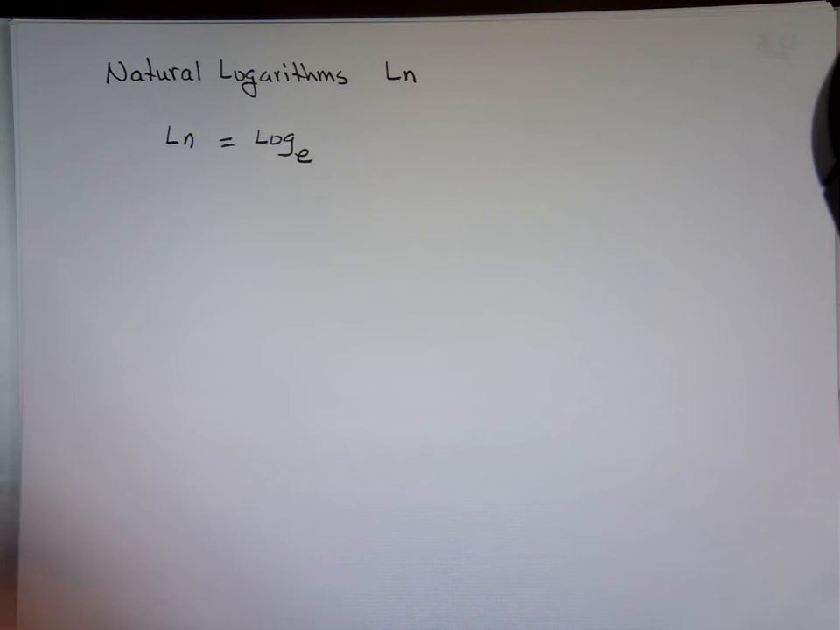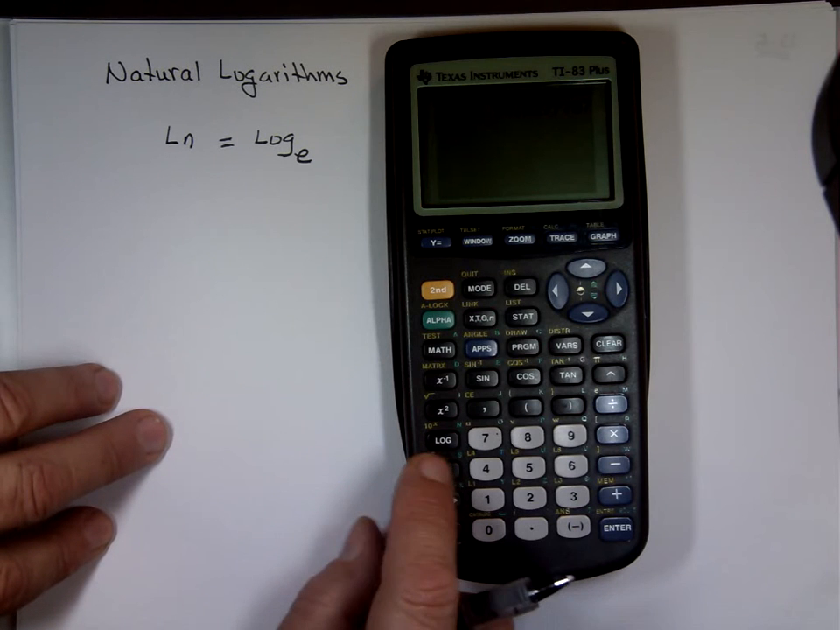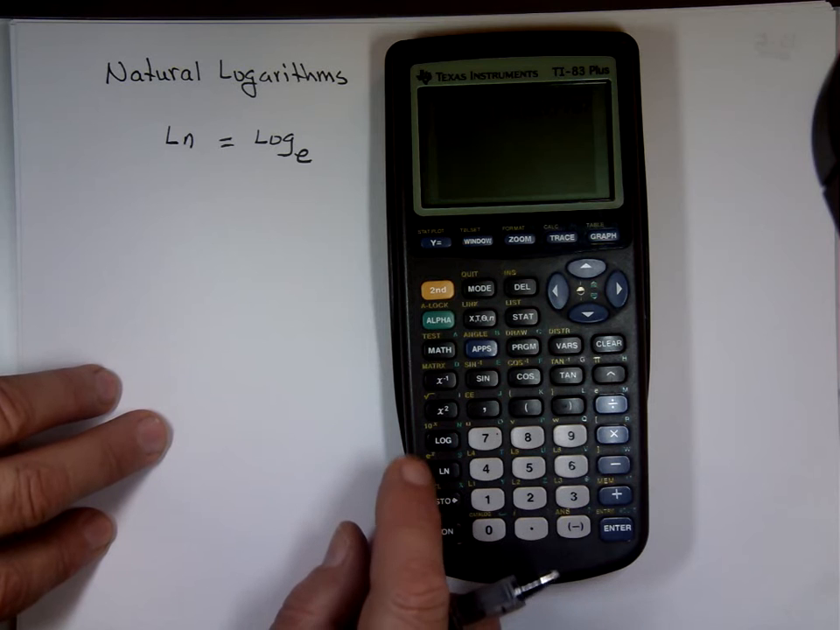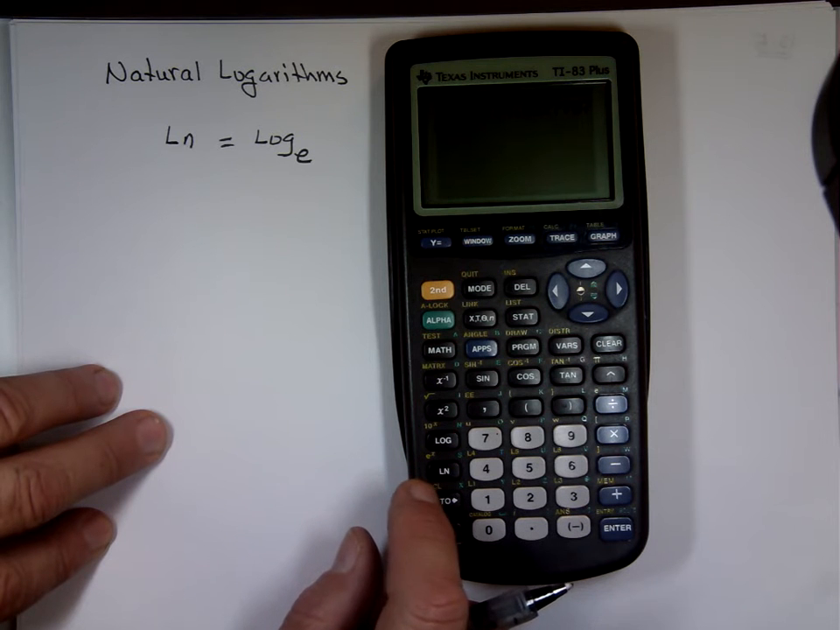Oh, you should have it. You do. It should be right next to the log. E to the x. Oh, that one? Yep, right below it's ln.